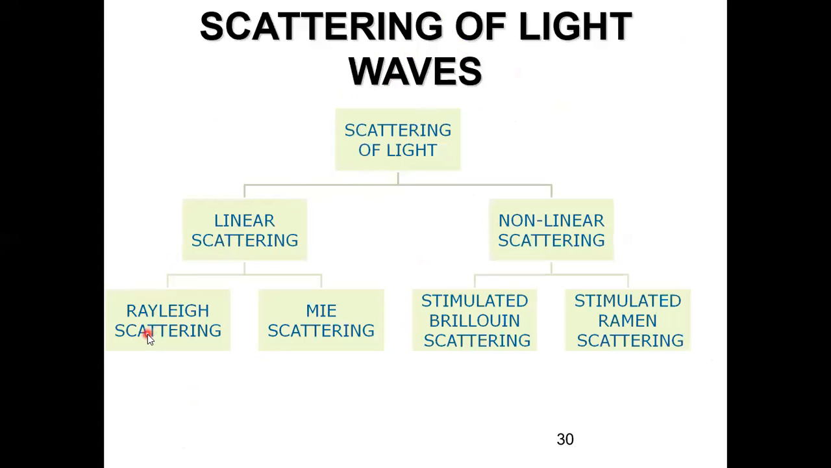Linear scattering is again of two types: Rayleigh and Mie scattering. Non-linear scattering is again of two types: stimulated Brillouin scattering and stimulated Raman scattering.